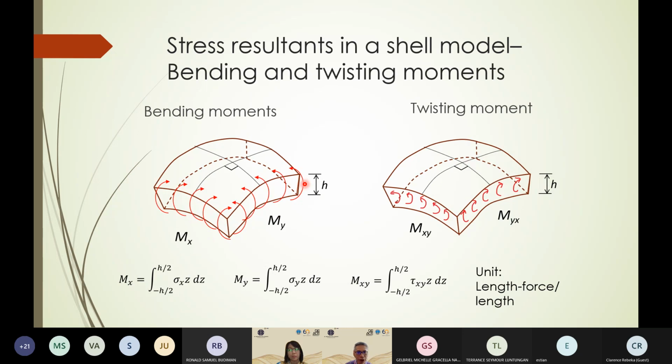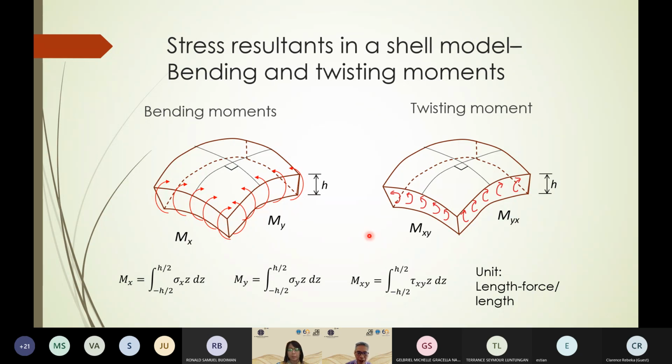The other forces that develop in continuous shells are bending moments, both in these directions and in these directions, and twisting moment like this. These moments are normally in units of force times length per unit length, meaning per unit length of this direction and these directions.